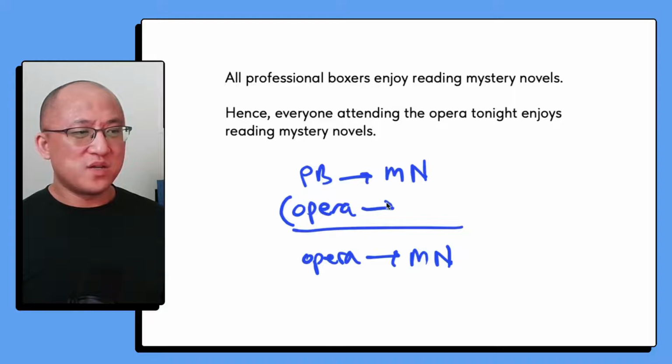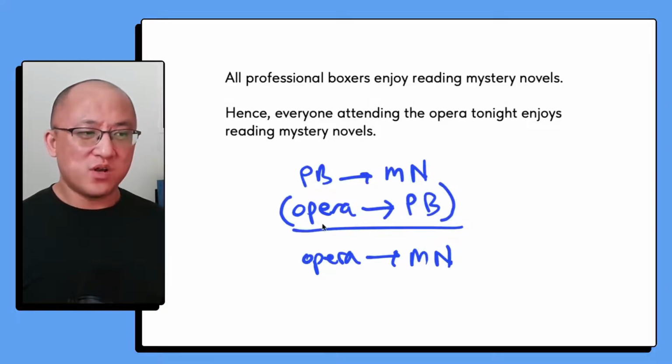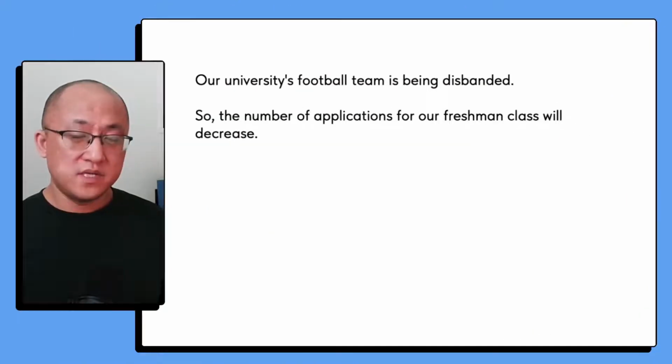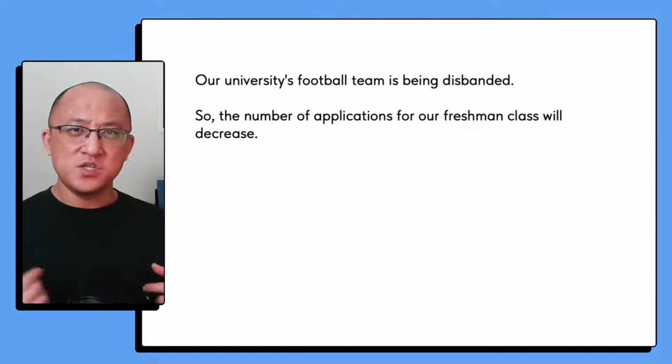What is opera going to lead to? Well, if I'm trying to prove that everyone attending the opera likes reading mystery novels, and I already know professional boxers, every single one of them likes reading mystery novels, then if I can get opera to connect to being a professional boxer, that's what's going to make this argument valid, because then opera would go to PB, PB would then go to MN.